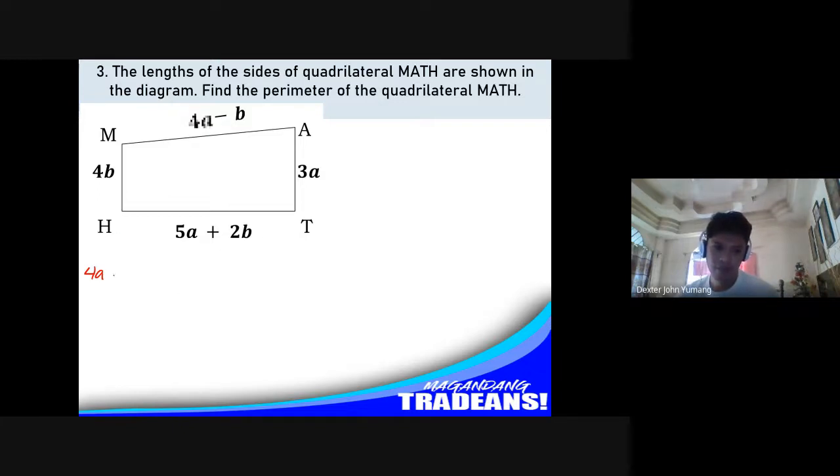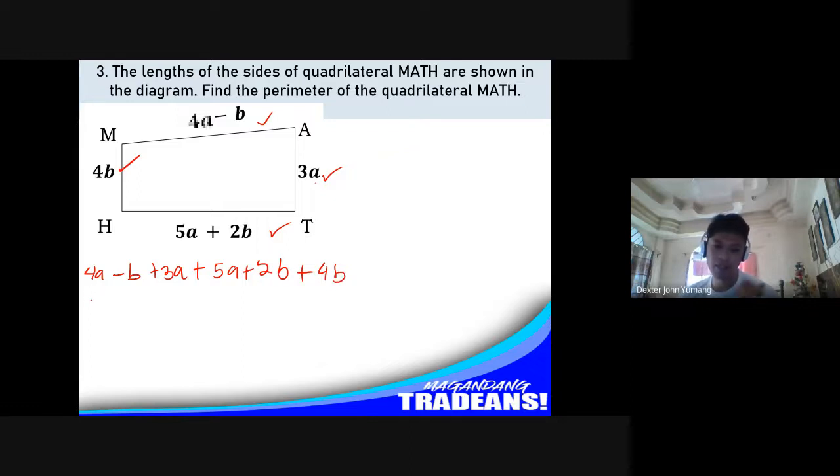Okay, si 4A minus B. Tapos, i-add daw natin siya kay 3A. Plus, ito na yun siya, 4A minus B. Ito na yung 3A. Ito na yung ikatatlo, si 5A plus 2B. Kaapat, si 4B. I-add daw natin sila.